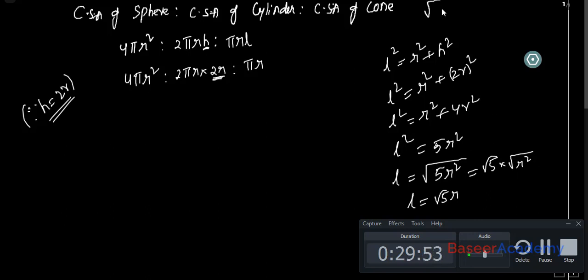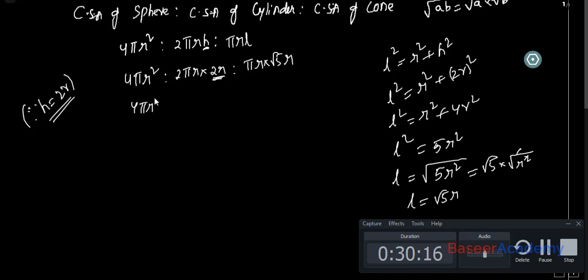I believe everybody knows this. Square root of AB is root A into root B. So I'm writing it like this. Square root of 5r square is root 5 into root r square. This root 5 remains as it is. This square and square root gets cancelled. I get r. So the value of r is root 5r. So the value of L here is root 5r.